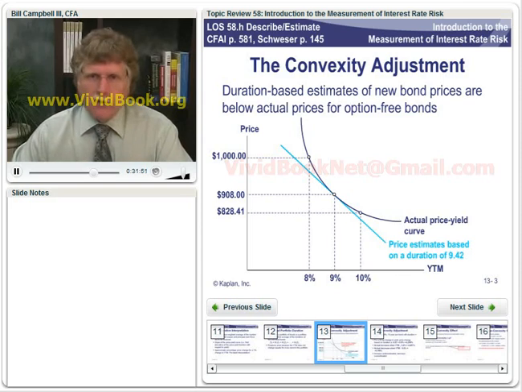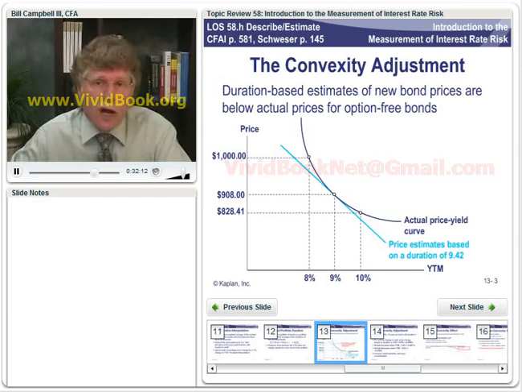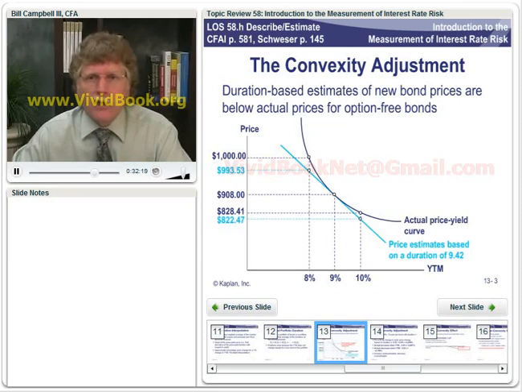So if yields drop from 9% down to 8%, our price change, notice, is going to be much larger than our straight line approximation suggests. The price is going to go up higher. And if yields increase from 9% to 10%, our price drop is going to be smaller than that straight line suggests. So somehow we have to make an adjustment to this straight line approximation.